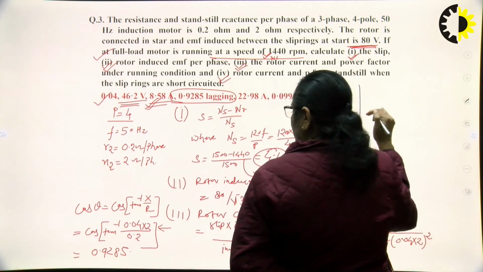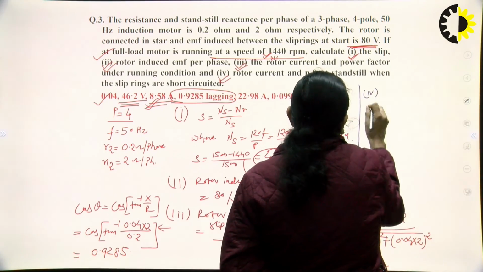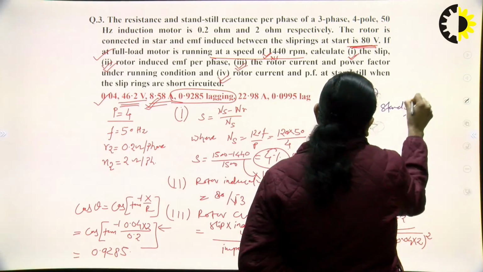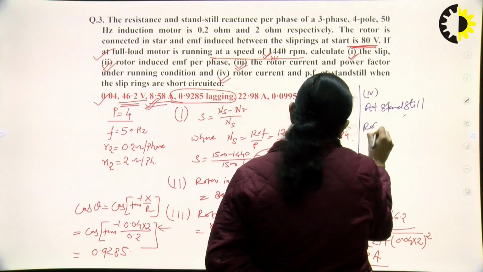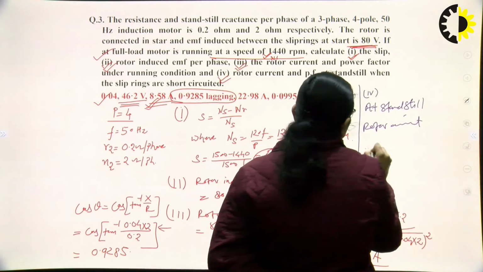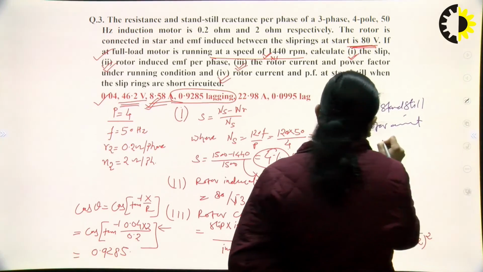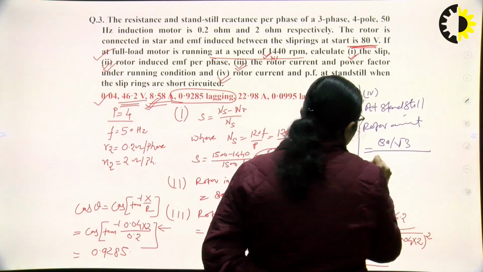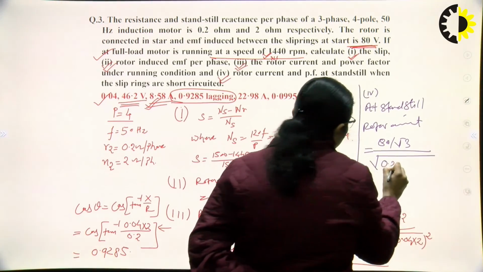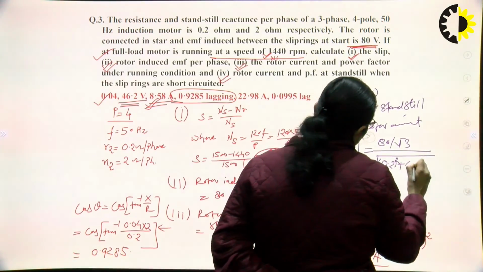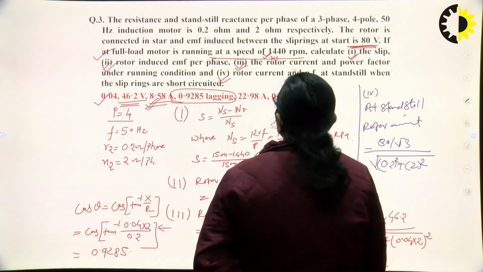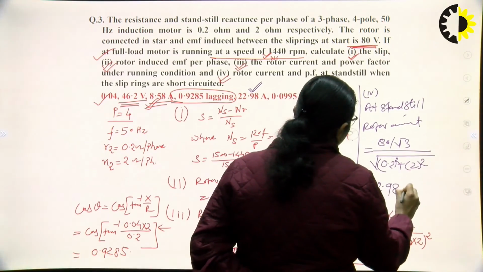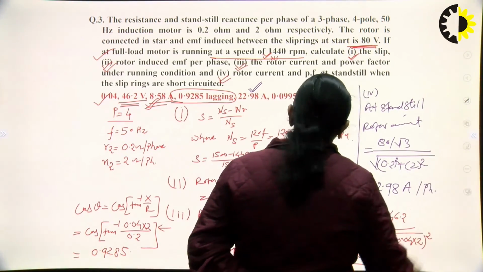Similarly, it can be determined at standstill. I can write rotor current as the induced EMF per phase at standstill, that is 80 divided by root 3, divided by the rotor circuit impedance at standstill, so the square root of 0.2 squared plus 2 squared. Solving this, you will get a current at standstill equal to 22.98 amperes per phase value.